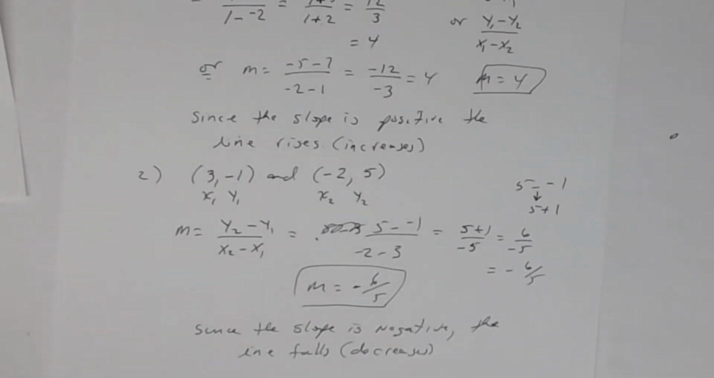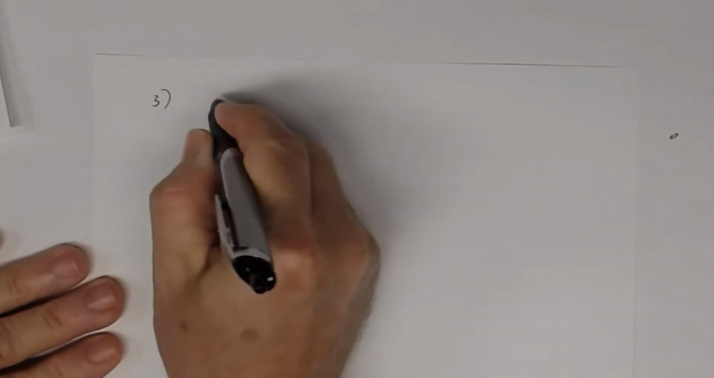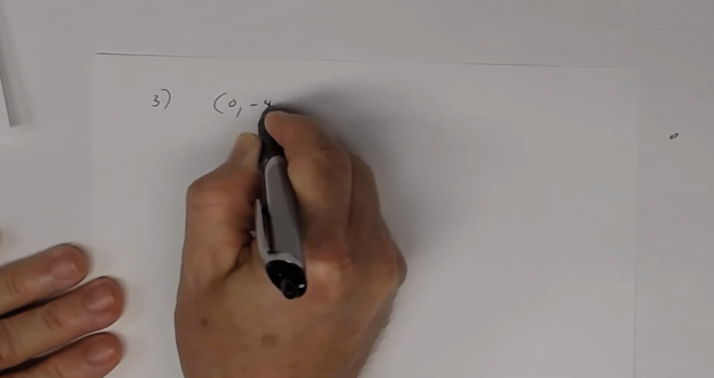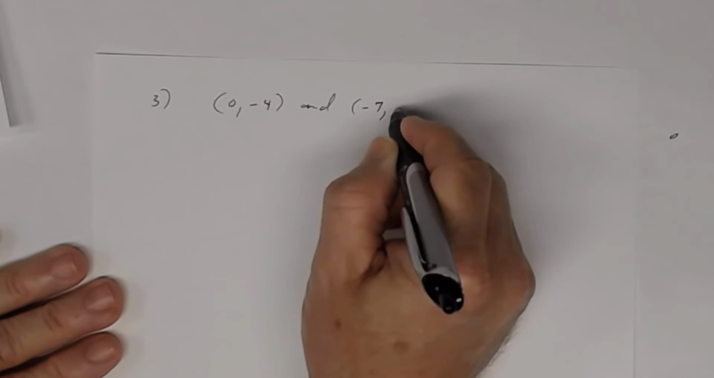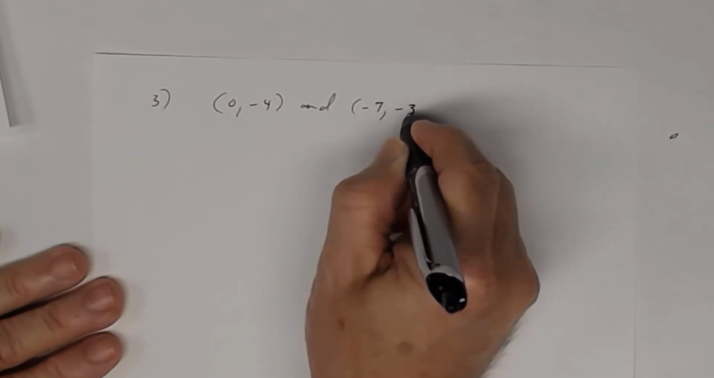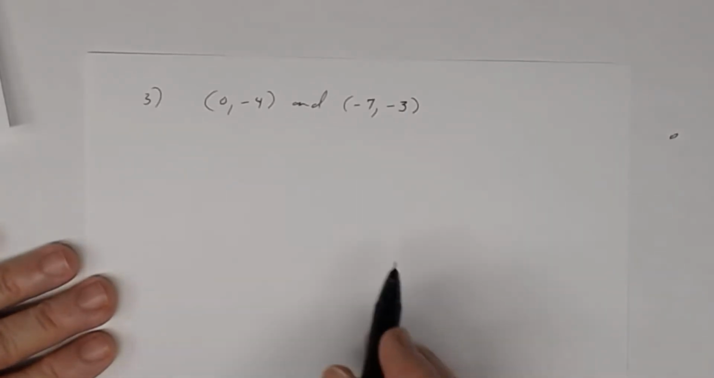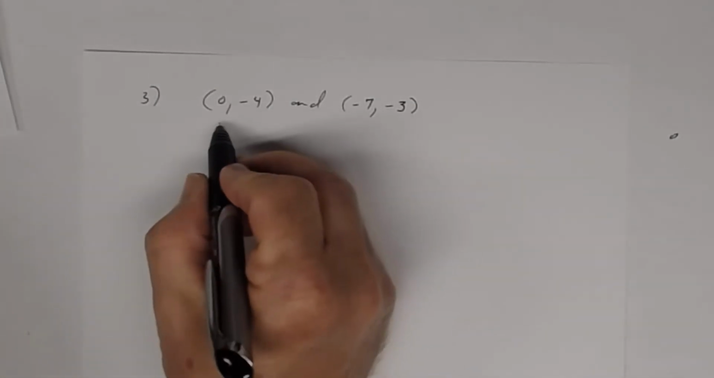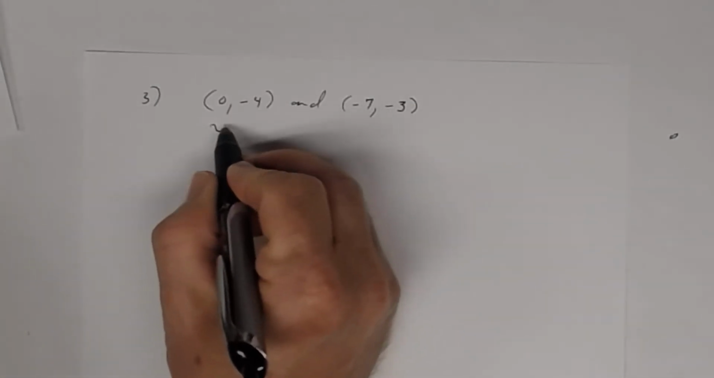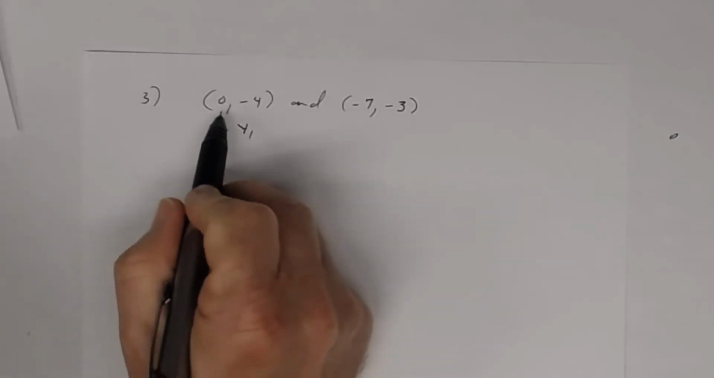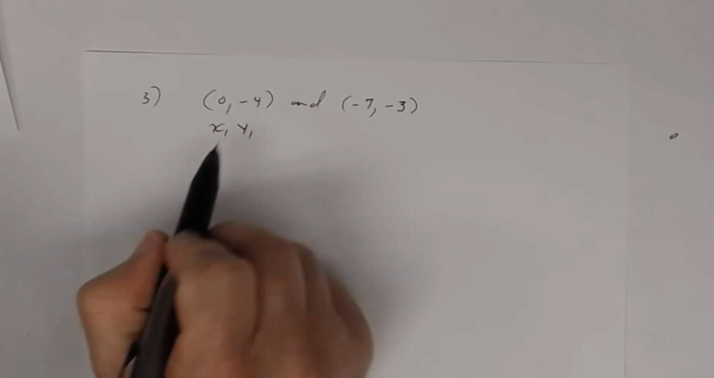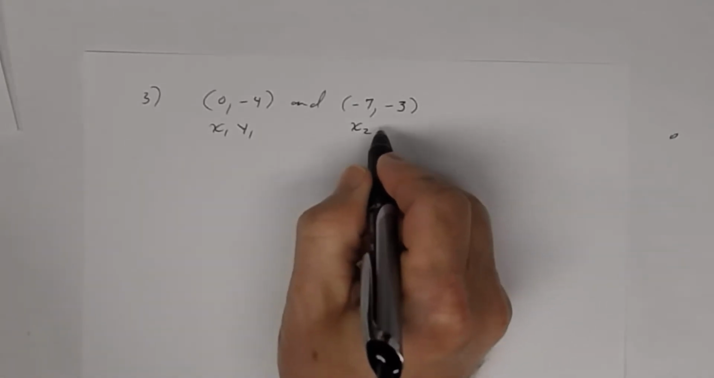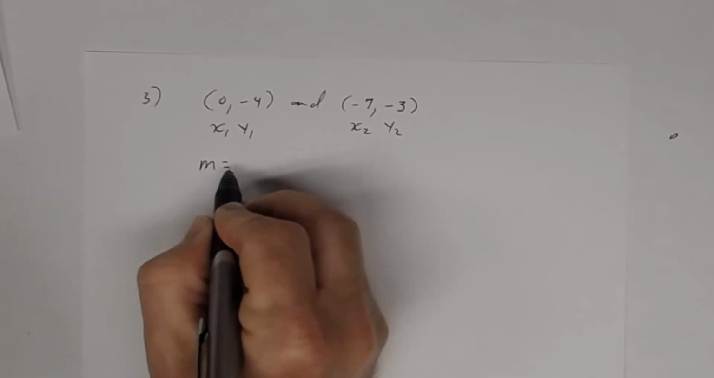So in number 3, let's suppose we had this problem. We have (0, -4) and (-7, -3). Let's say we had that, okay? All right, so let's find the slope. So to find the slope, we're going to label this as x sub 1, y sub 1. So my x coordinate of my first point is 0, the y coordinate of my first point is -4. And then here we'll say x2, y2. And then I'm just going to plug into the formula.